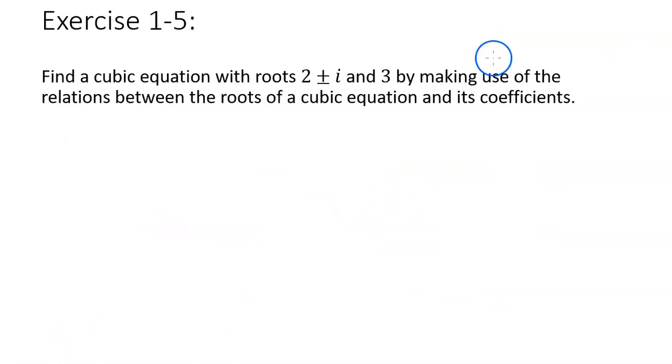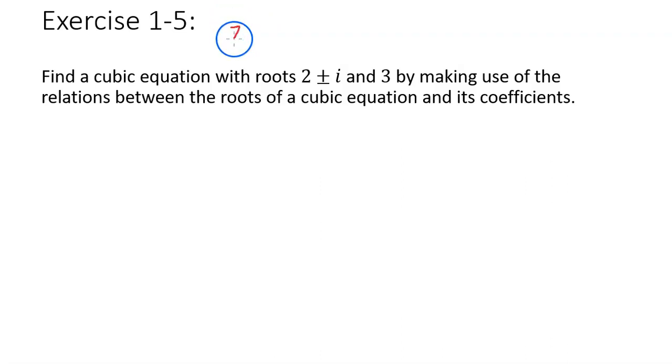Okay, let's look at some examples. First one, exercise 1.5. Find a cubic equation with roots 2 plus or minus i and 3 by making use of the relations between the roots of a cubic equation and its coefficients. So there are infinitely many of these, which means we can let our choice of a be any number we like. So I'm just going to choose it as 1 for simplicity.